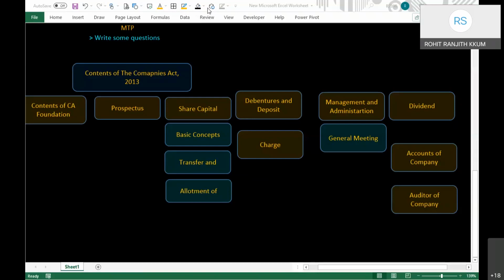So please start with the new chapter over here. That is the prospectus. Put the heading in the notebook. Prospectus. So as usual, let's learn about what are the contents of the prospectus, what we are going to face in the prospectus. So first point is the meaning and definition of prospectus.